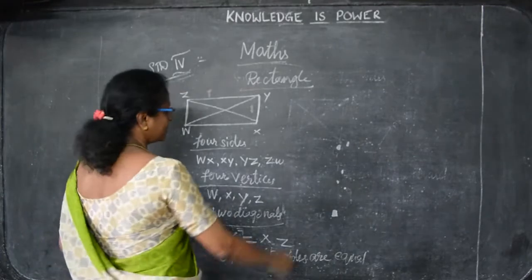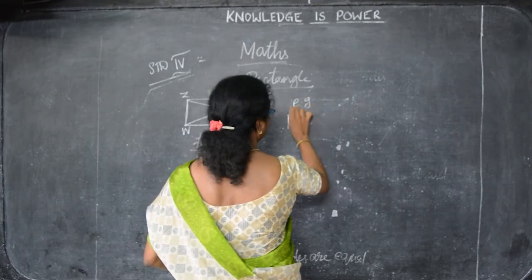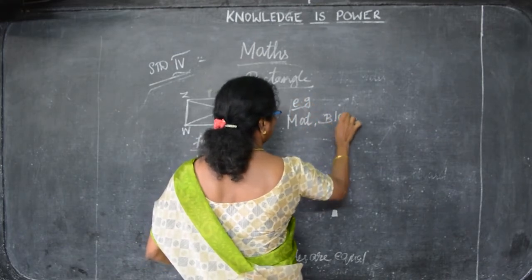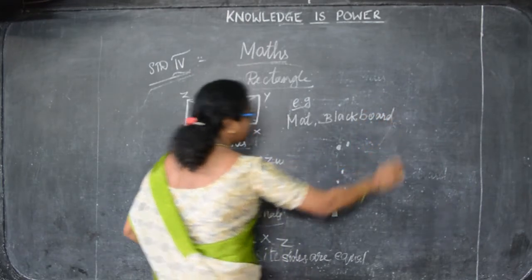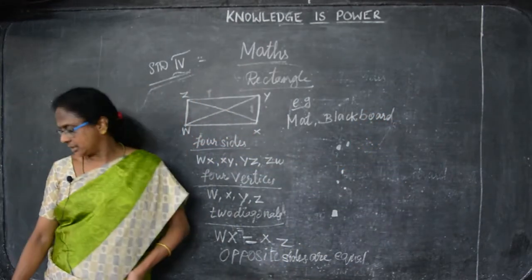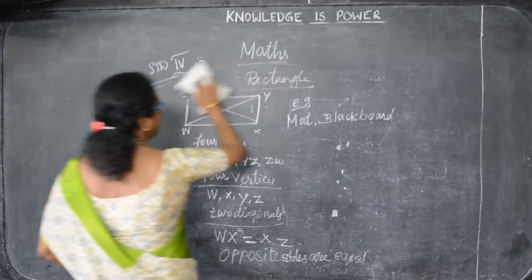For example, a mat and a blackboard. Can you understand, children? So square and rectangle, you know the differences. And now we will move on to the rhombus.